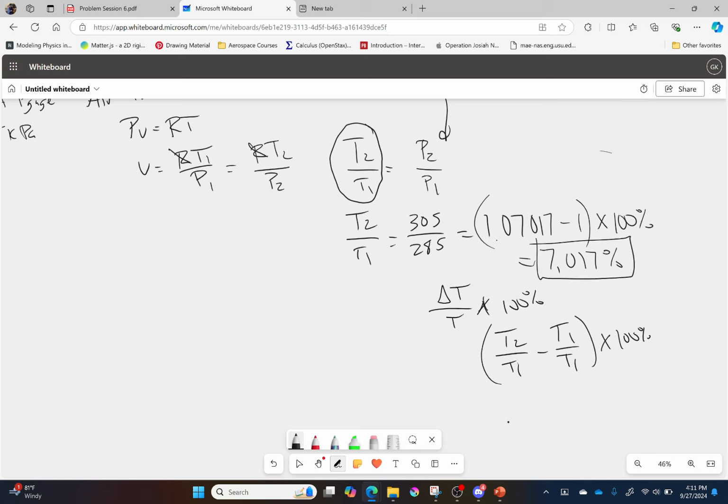And we never even had to use that volume or calculated temperature. Isn't it nice when math works? I like it. Hopefully you like it too.